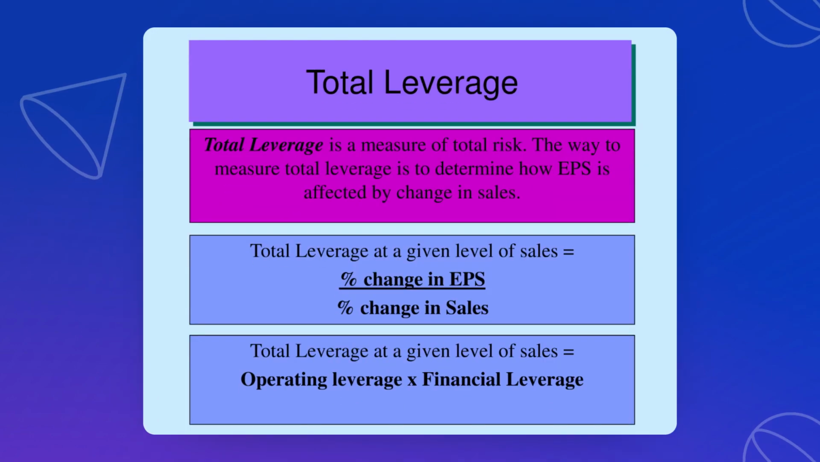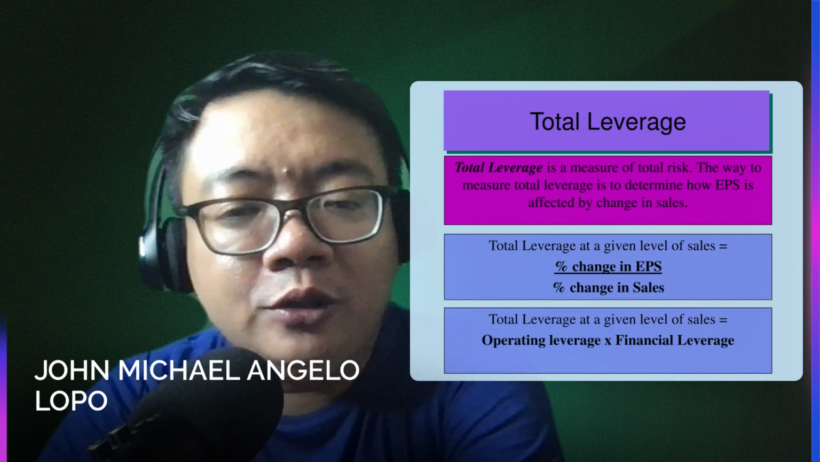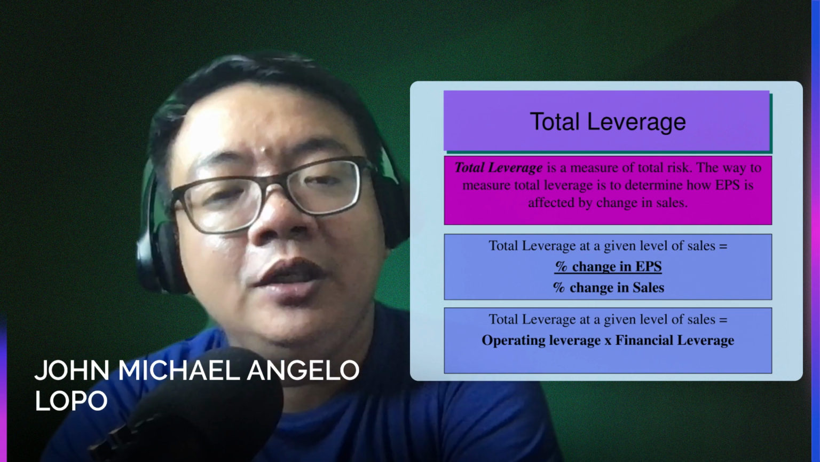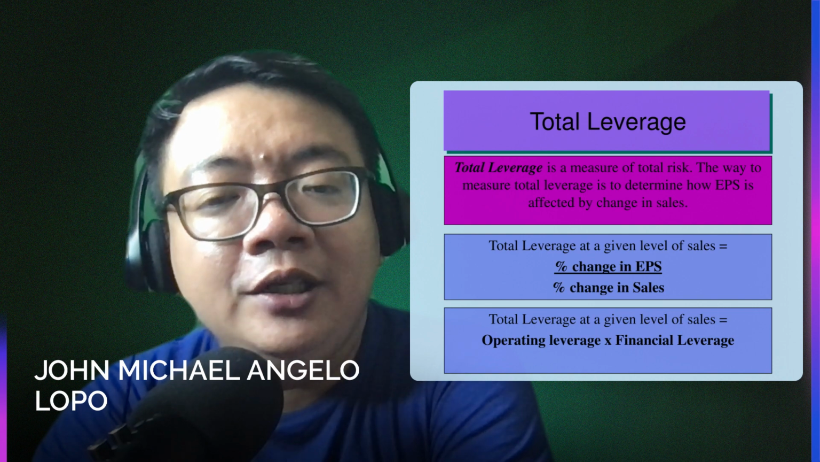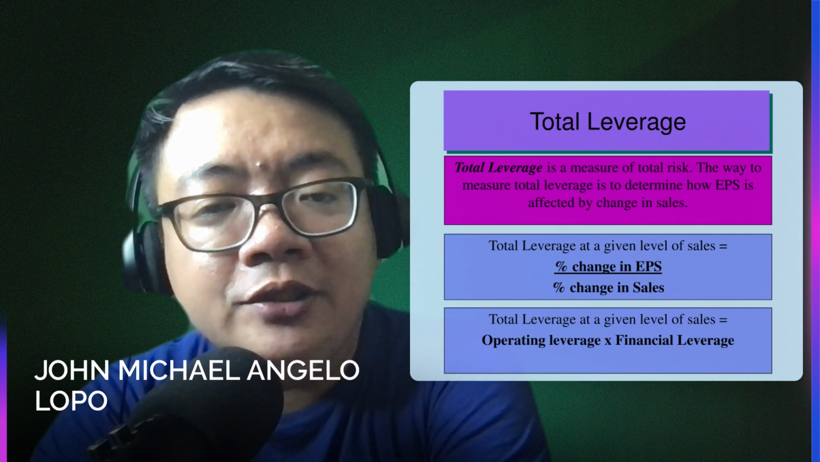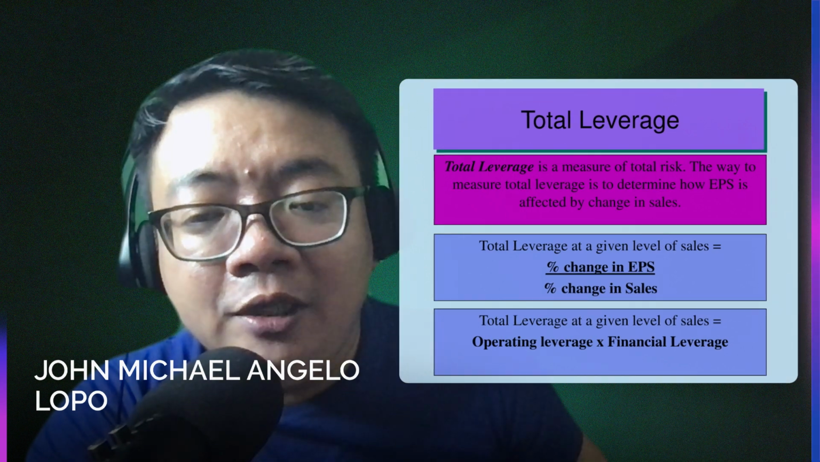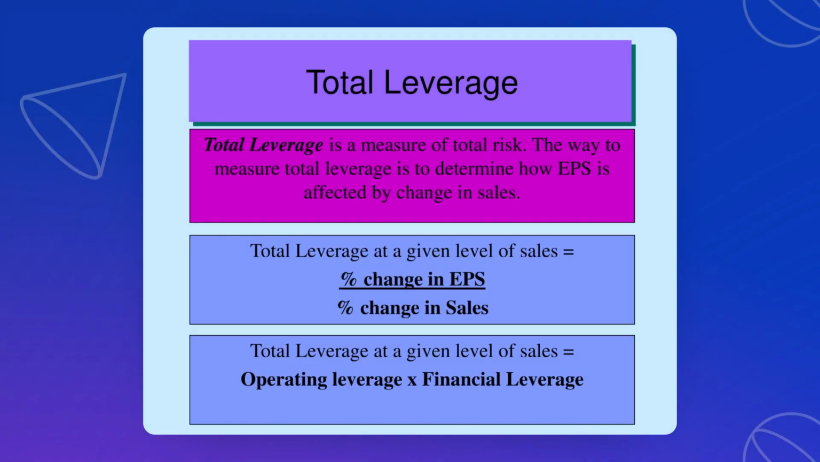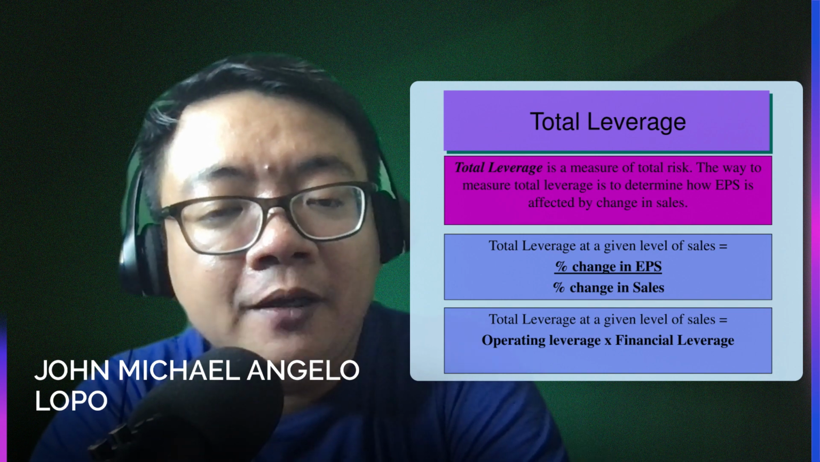Next one, class, is all about your total leverage. So what is your total leverage? It is a measure of your total risk. The way to measure your total leverage is to determine the EPS as affected by the change in sales. Class, the formula of our total leverage is percentage change in EPS divided by percentage change in sales, or operating leverage multiplied by financial leverage.